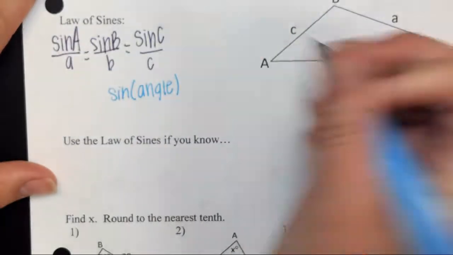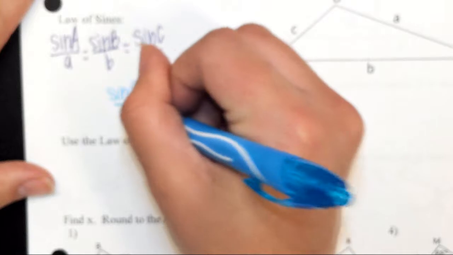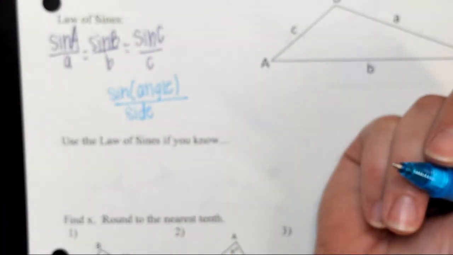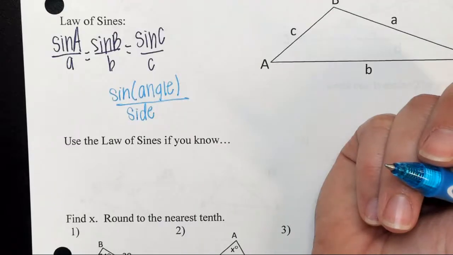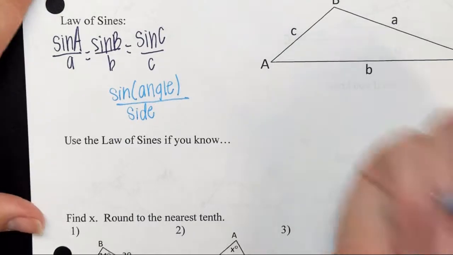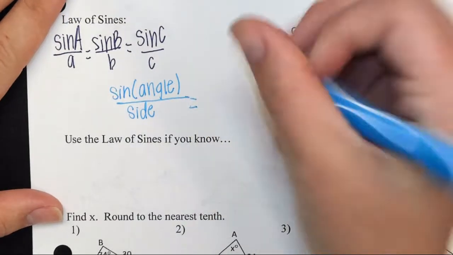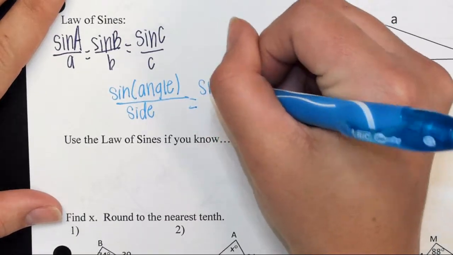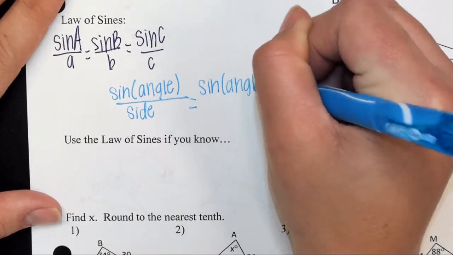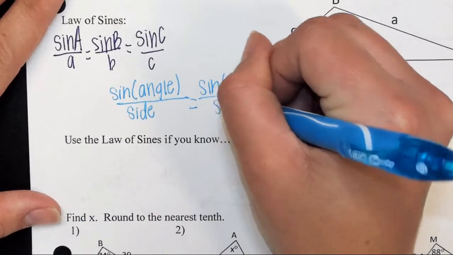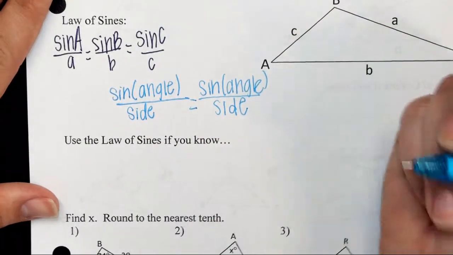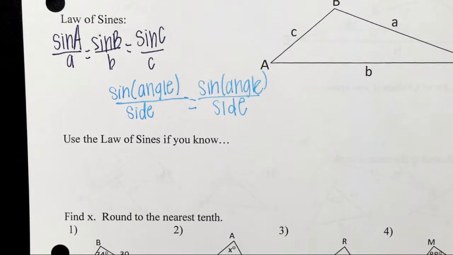You'll have sine, and then in parentheses you're going to have an angle divided by a side. Then you're going to set it equal to the same exact thing: sine, in parentheses, an angle divided by a side. Can y'all see that? My blue isn't very bright.